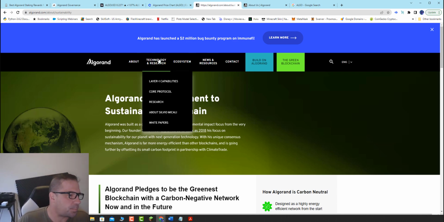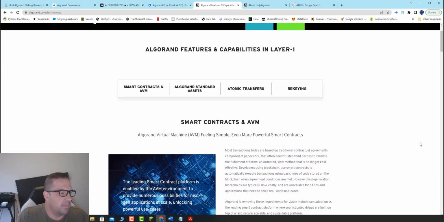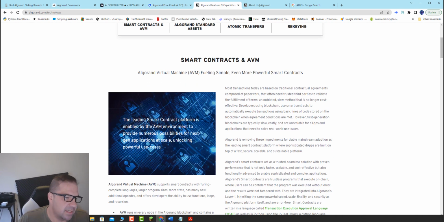So let's go into the layer 1 capabilities. I'm a big fan of the smart contracts and the Algo virtual machine. So basically you can set up your contracts to pay a certain amount to a certain person over a certain amount of time, and when the money's all gone, the contract's over.